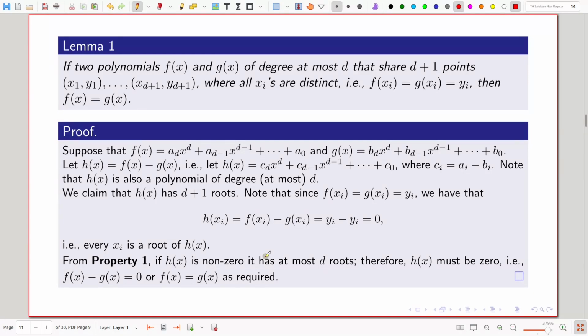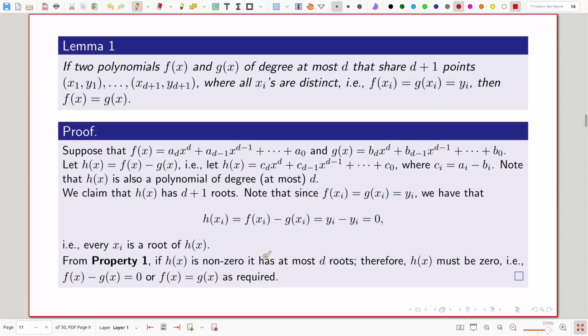Suppose we have f and g, and we let h(x) be f(x) minus g(x), which is also a polynomial of degree d. h has d plus 1 roots because f(x) and g(x) share these points, so they have 0. So every x_i is a root of h(x), but if h(x) is non-zero, it has at most d roots, and now it has d plus 1 roots, so it has to be 0. So when h is 0, f(x) minus g(x) is 0, so f(x) equals g(x). So that's the proof.